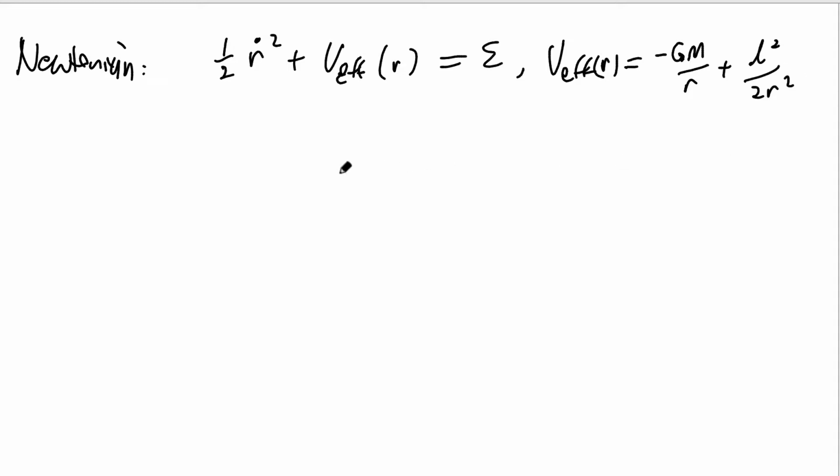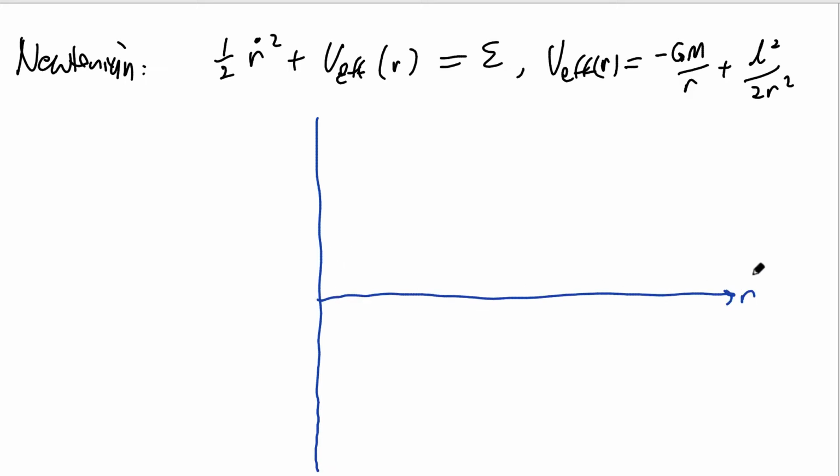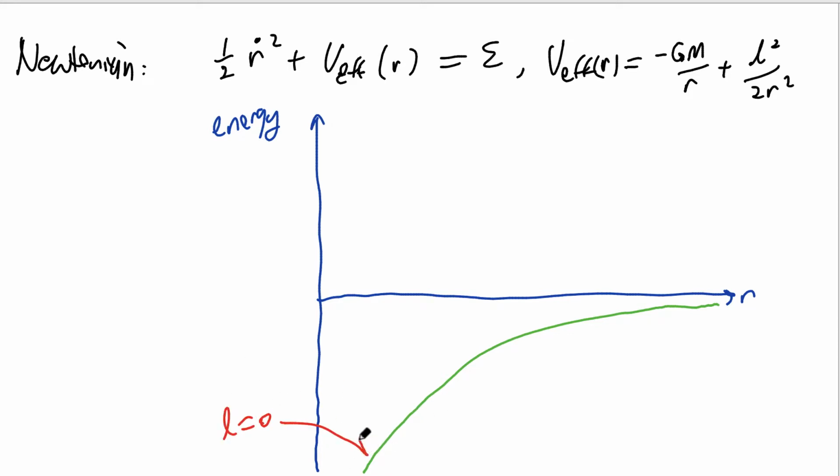We can analyze this by drawing an energy diagram. So here's the R axis, here's the energy axis. Now if L is equal to 0, the case with zero angular momentum, this effective potential just looks like a negative 1 over R curve. So that's a curve like this, and it goes on to minus infinity. This is the L equals 0 case.